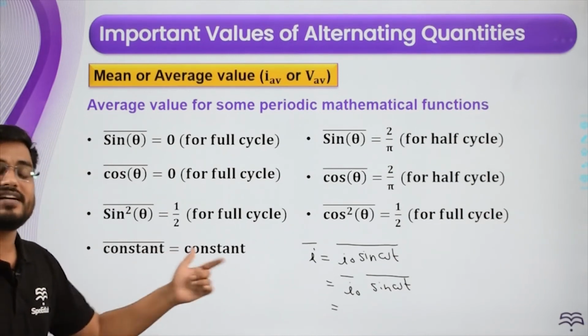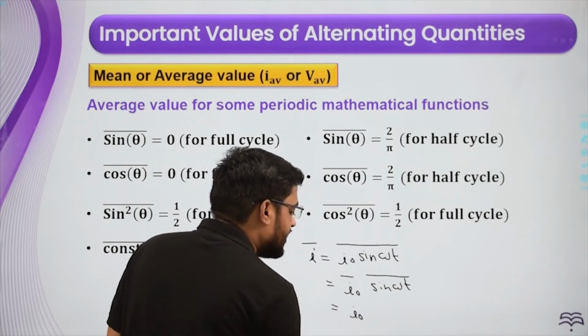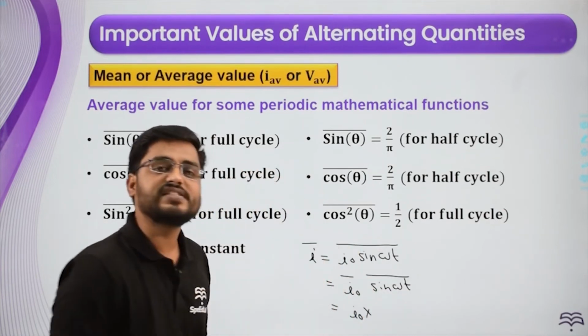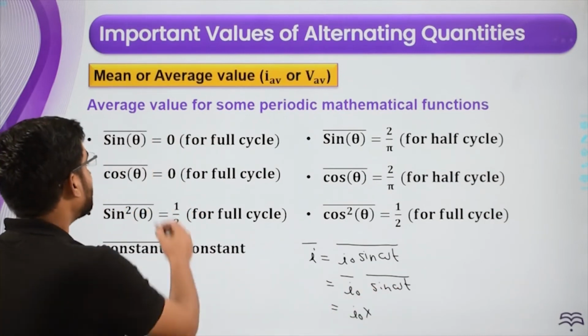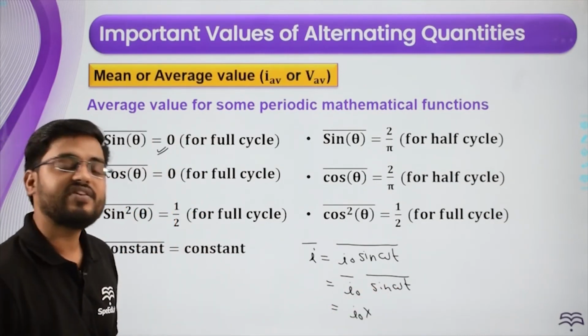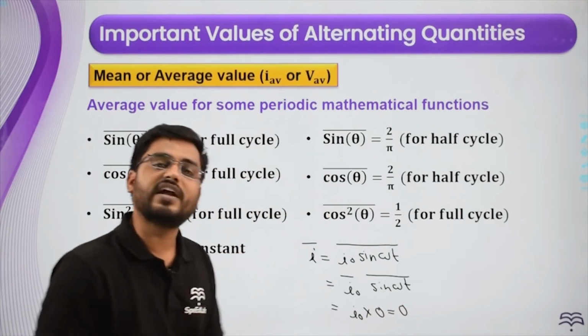Average of any constant is the same. So the average of I naught is nothing but I naught only, times the average of sine omega t. What about the average of sine omega t? So this is a sine function. We are talking about full cycle. So I will be using 0. Average is 0, so use 0. Now that comes to be 0. So this is how we can do it.